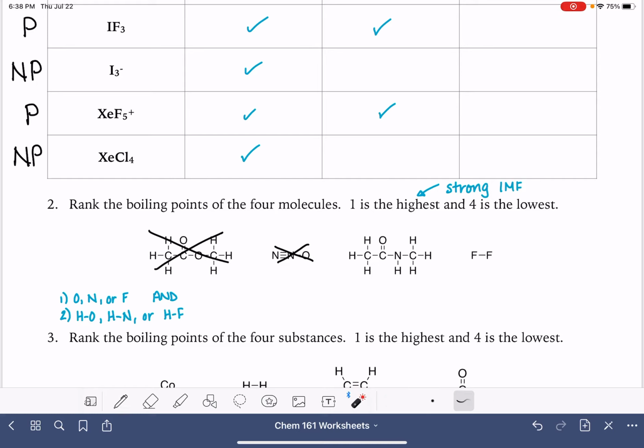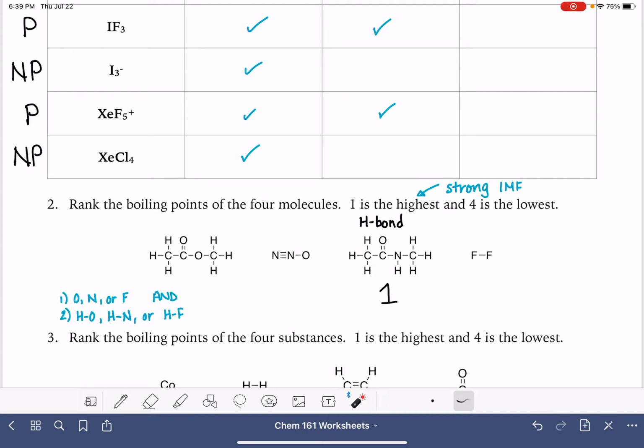This molecule, we're looking for hydrogens that are on an oxygen, a nitrogen, or a fluorine. Look at that, boom, right there. We've got a nitrogen atom that has a hydrogen on it, which means that this molecule can have hydrogen bonds. I'm just going to make a note of that. Our last one, F2, doesn't have any hydrogen, so no hydrogen bonding there. Thank goodness only one molecule can hydrogen bond. That molecule has the strongest intermolecular forces. That means it's going to have the highest boiling point.